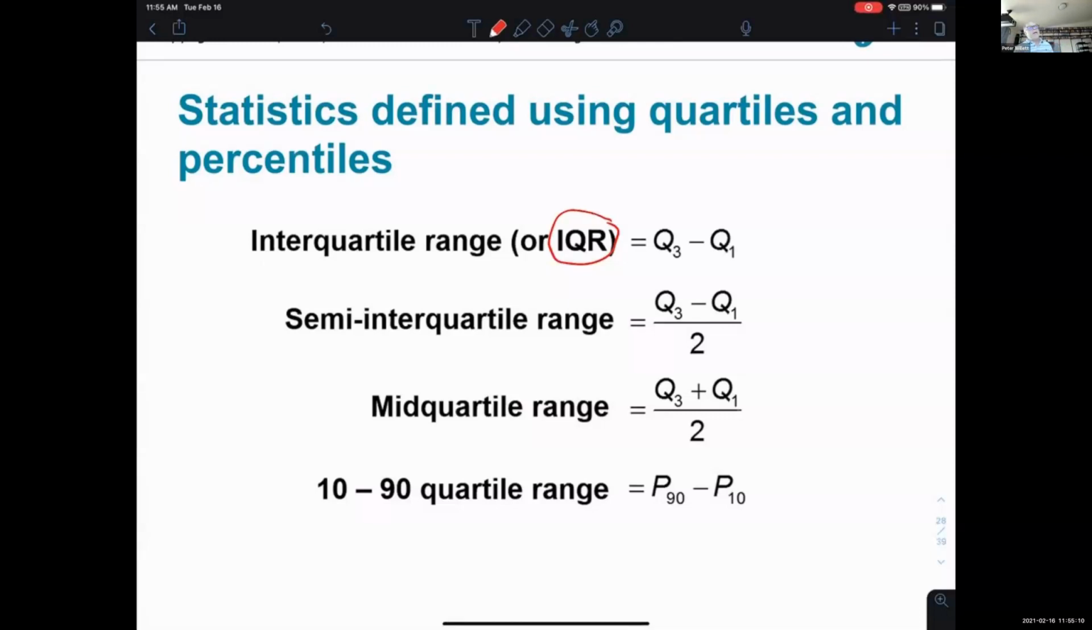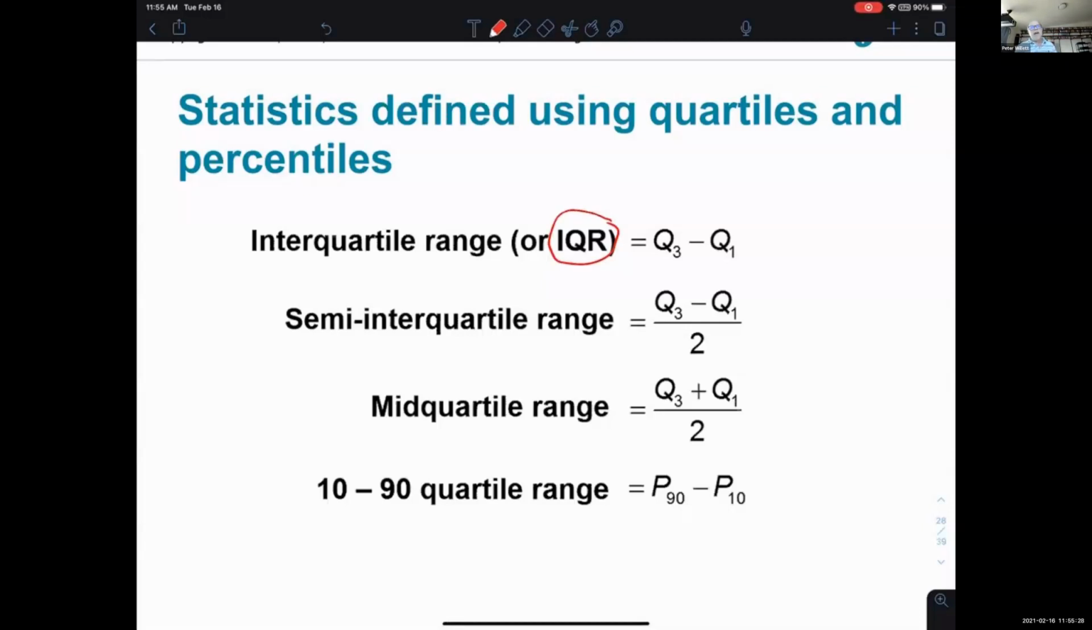The semi-interquartile range is just that divided by 2. I've almost never seen that used, but there it is. The mid-quartile range is the average of Q1 and Q3, because that may be different from the median. Very rarely used, not really much of our work.